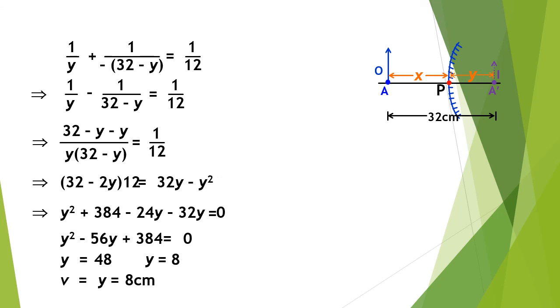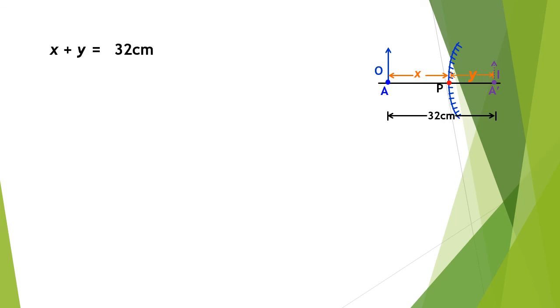So v is equal to y, that is equal to 8 centimeter. X plus y is equal to 32 centimeter. X is equal to 32 minus 8, that will become 24. U value is minus x, that is minus 24, that is 24 centimeter.